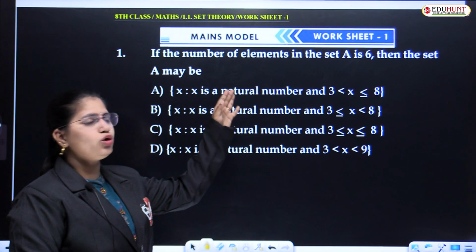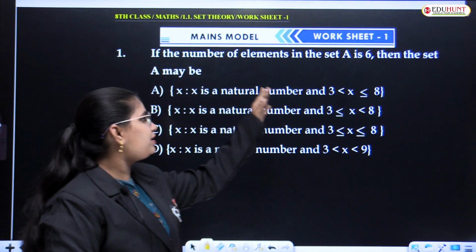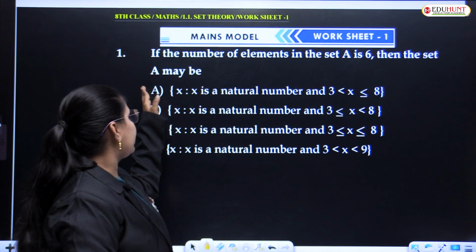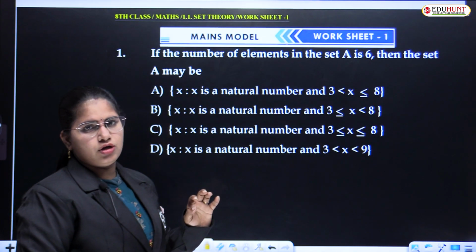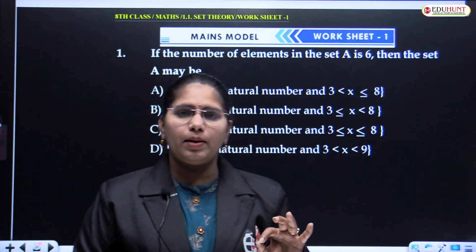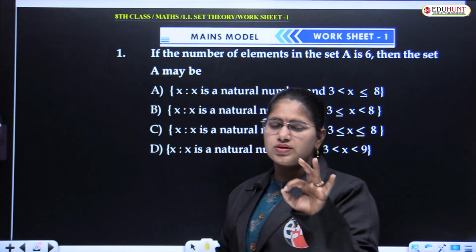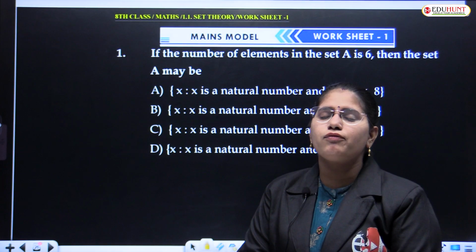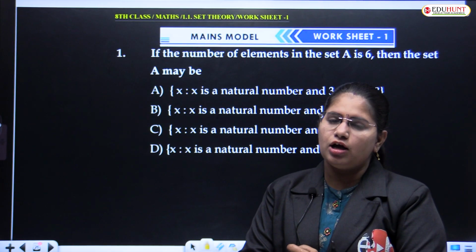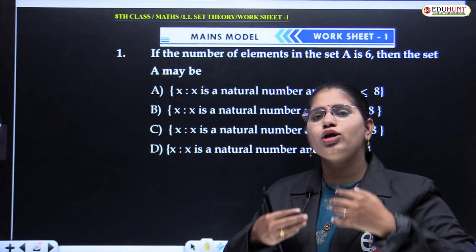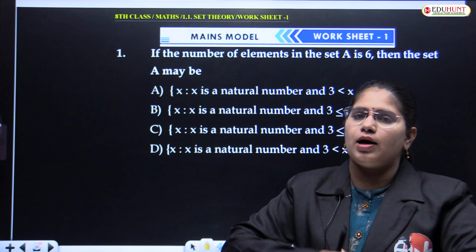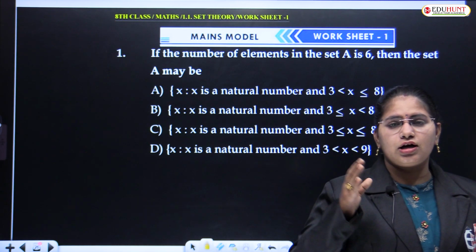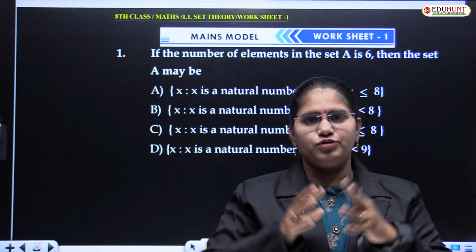If the number of elements in the set A is 6, then the set A may be dash. So he was asking you to form the set. I am just recalling the session and the concept of the definition of a set. What do you define a set as? How do you define a set? A set is nothing but a collection of well-defined objects.